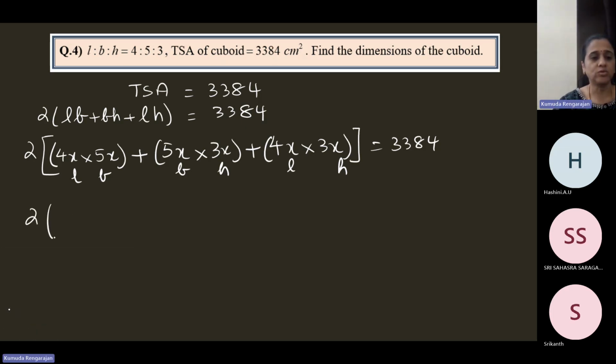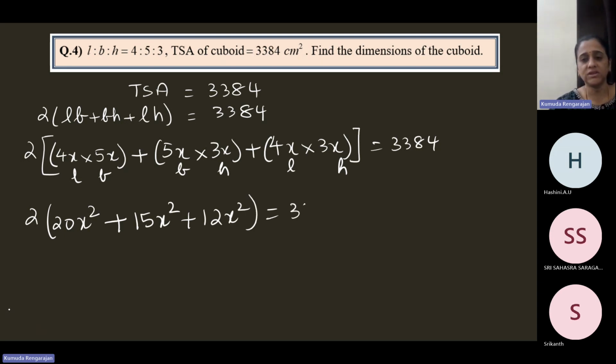So 2 into, what is 4 into 5? 20. X into X, X squared. Plus 5 into 3, 15. X into X, X squared. Plus 12x squared is equal to 3384. Now continue. You should take down the question, write down till here and then continue.